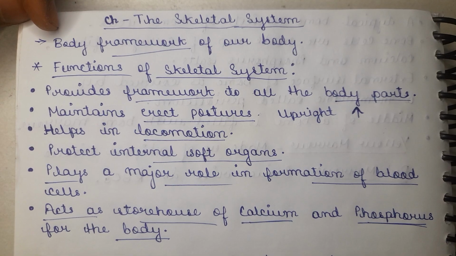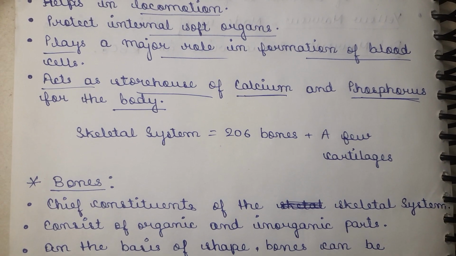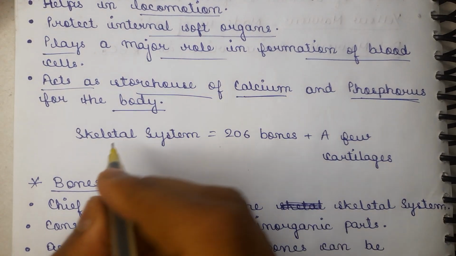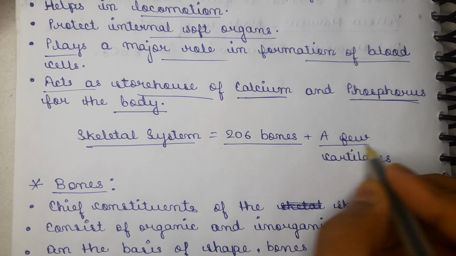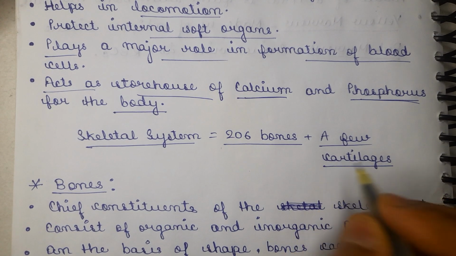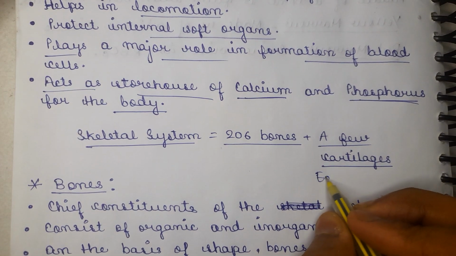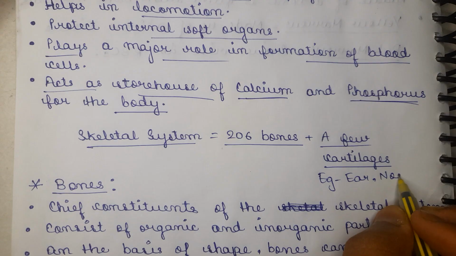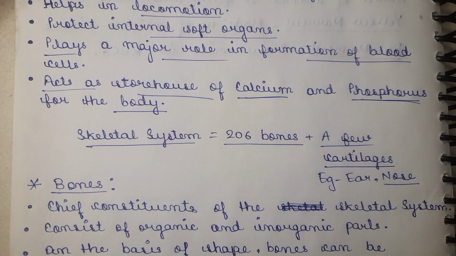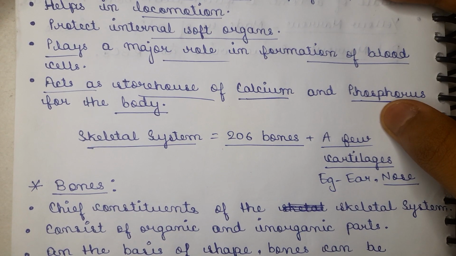Now the topic is about the skeletal system, so we need to understand that the skeletal system consists of 206 bones plus a few cartilages. That means cartilages are those bones that are flexible and are present in the ear, nose, and sometimes in the bronchi inside the lungs. So this was the explanation and the functions of the skeletal system.